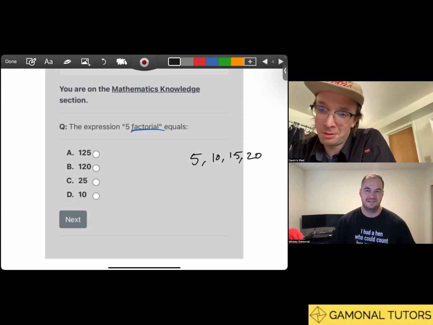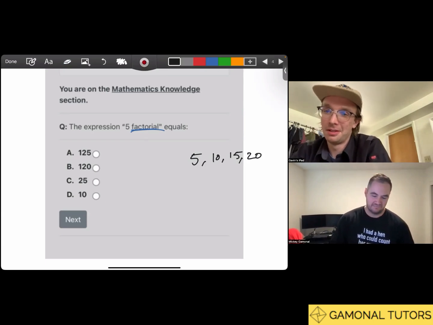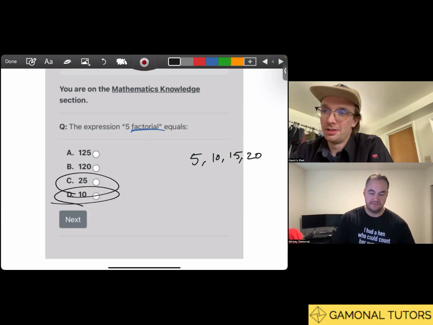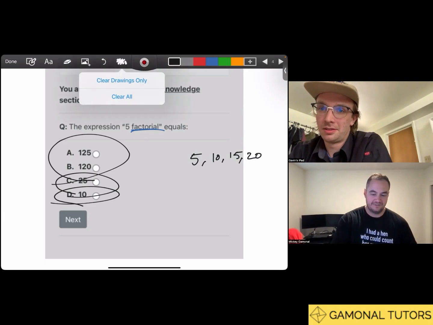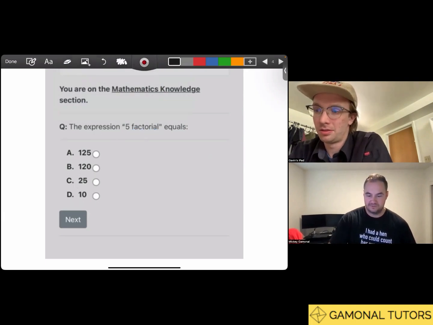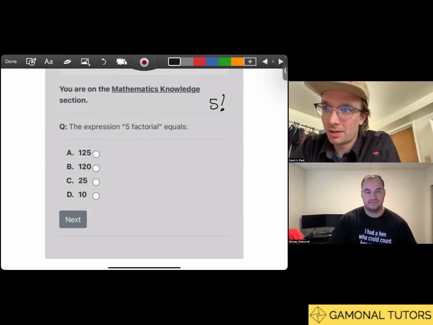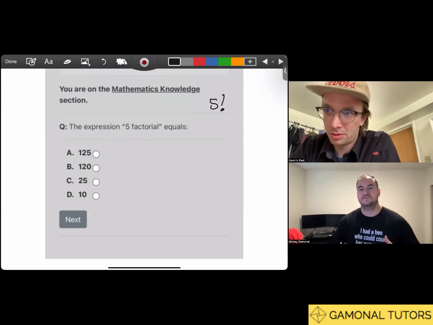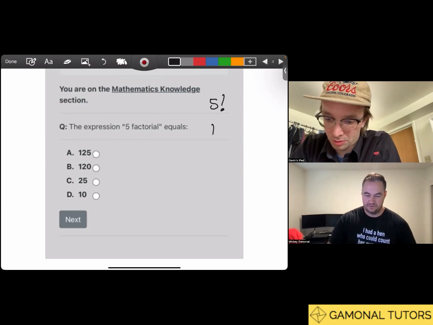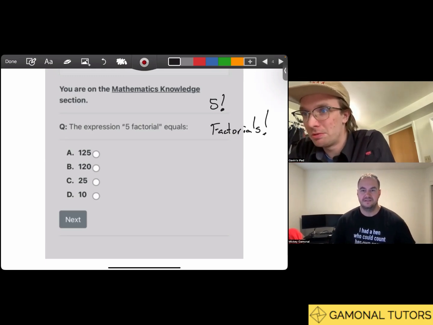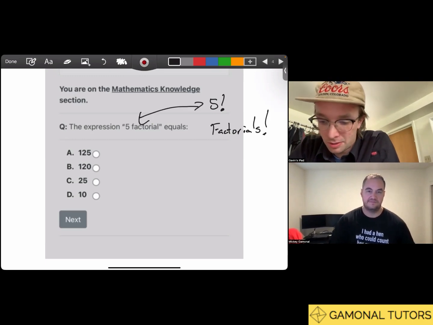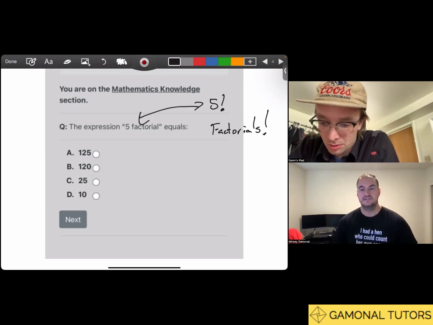So I would say my answer was 10. Cool. Not bad. Yeah, 25. All of these are actually factors of 5. Right. So let me show you what factorial means. The other way that it's written is like this. Anytime you see that exclamation point, most students are going to freak out. They're not going to know what to do. So you can just write factorial. So 5 with an exclamation point would mean 5 factorial. These two mean the same thing.